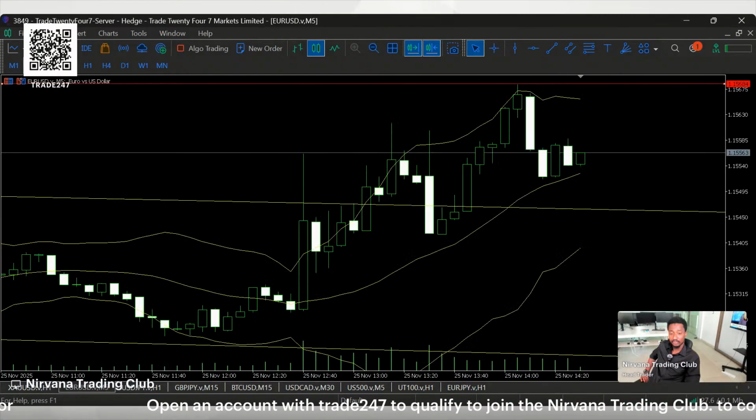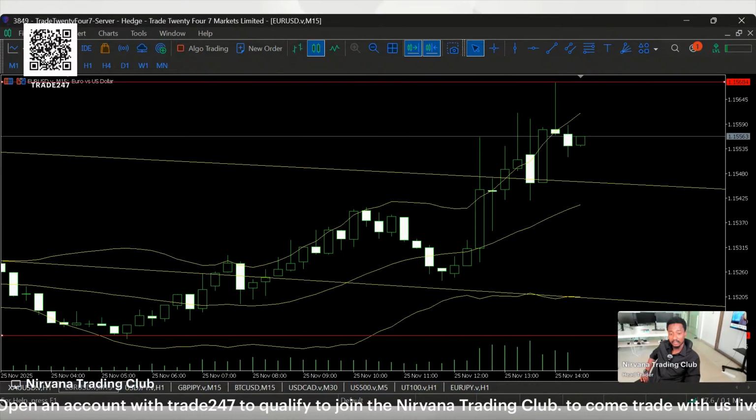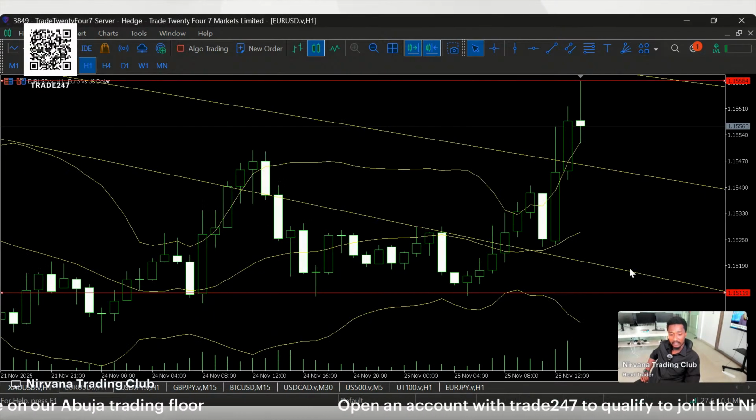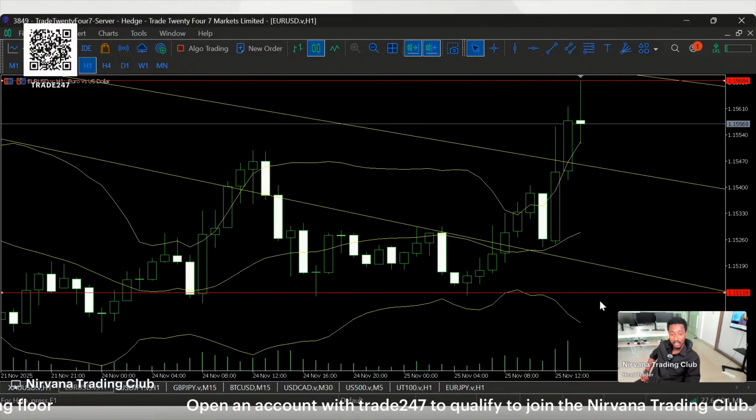Yes, so Euro USD sell confirmation, sell continuation to the downside in play. Take profit at this level. This is the 1 hour. That's to the Bollinger of the 1 hour.